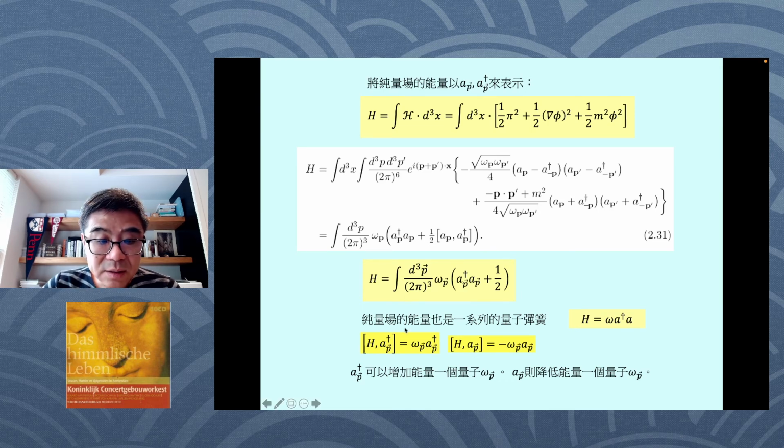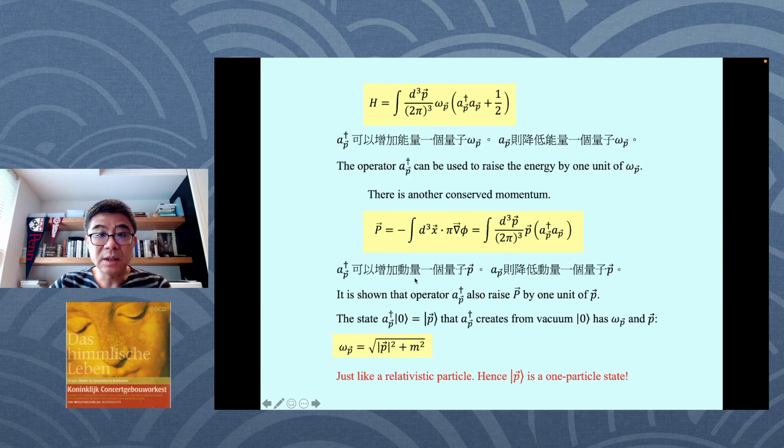The commutation relations between H and A dagger, and H and A, are exactly the same as in quantum simple harmonic motion, and this is also derivable. Therefore, without further derivation, you can expect A dagger to increase the energy by omega p, and A to decrease the energy by 1 unit of omega p. So the operator A dagger p can be used to raise the energy by 1 unit omega p. I haven't put it on a transparency, but you can derive it.